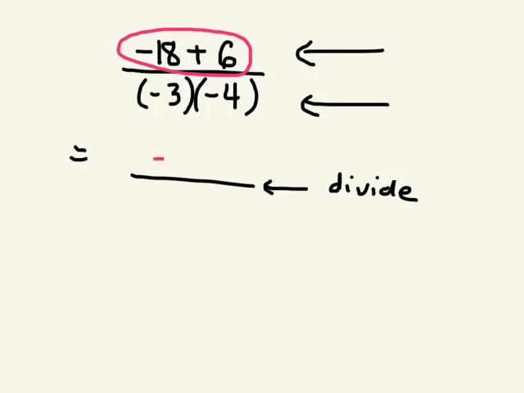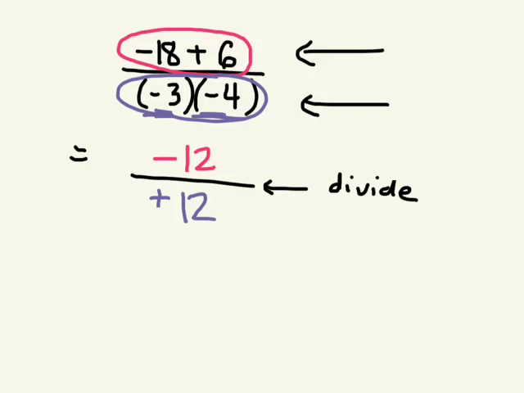Numerator, when we simplify the numerator, we get -12. Okay, now let's simplify the denominator. This means -3 times -4. Negative multiplied by a negative. Negative and a negative, so positive, good. And then 3 times 4. It's going to be positive 12 on the bottom.